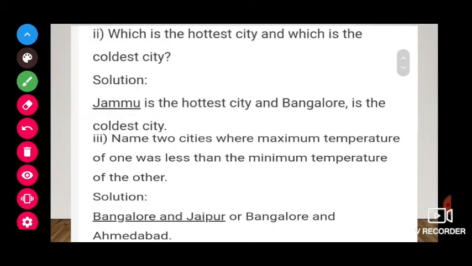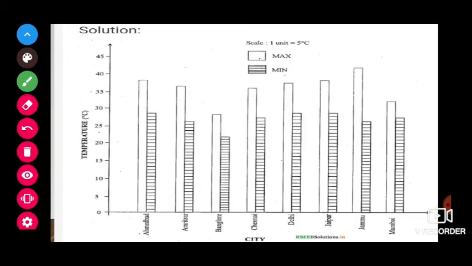Next children, which is the hottest city and which is the coldest city? The hottest city means the one having the maximum degrees, more, and the coldest has the minimum degrees, very less. So see the maximum degrees, all the bars. If you see all the bars, the Jammu bar has the more height, isn't it? So this will be the hottest city. And see the minimum degrees for all the cities. If you see, Bangalore has the minimum degrees, very less. So the minimum degree of Bangalore is very less, so this is the coldest city.